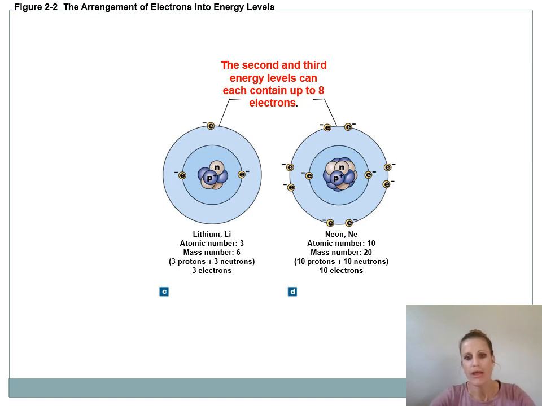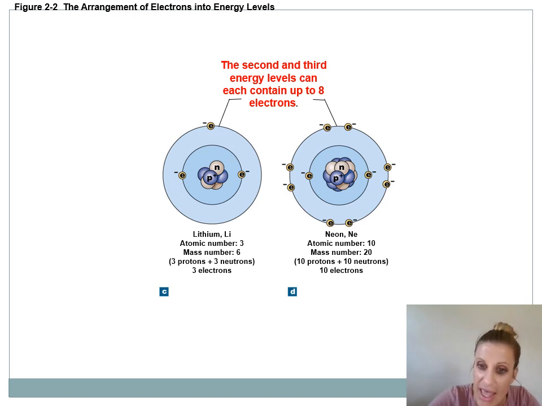Now, we'll talk about what he would do in a second, whether he would gain an electron or lose an electron. This over here is neon. Okay, neon is atomic number 10 and its mass number is 20. So pause the video, take a second, and I want you guys to figure out how many protons, how many neutrons, and how many electrons. Okay, and then press play and we'll move forward.